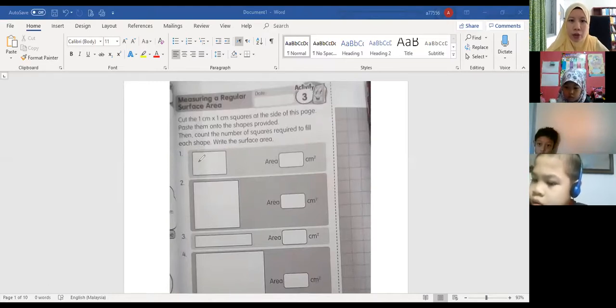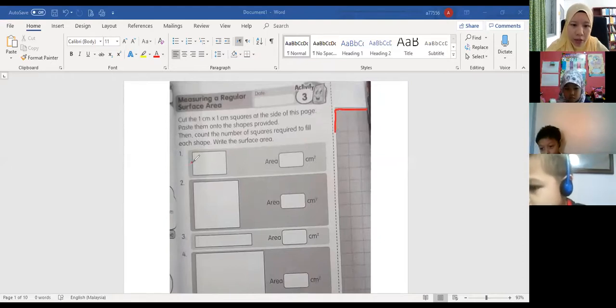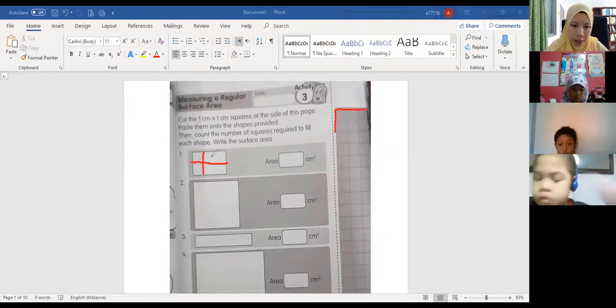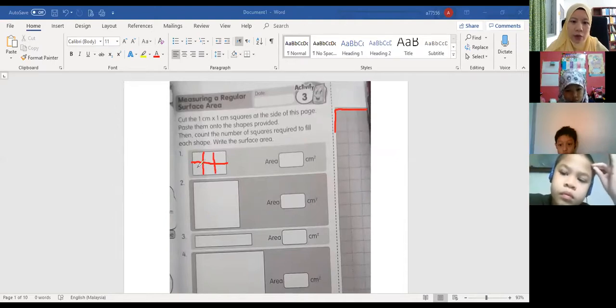Okay, you can do with your parents, because you have to use scissors. You have to cut. Awak kena potong petak-petak ni. And then this square you have to arrange. Awak kena potong and arrange inside the box. Contohnya dah arrange kat sini. Dapat berapa? Okay, dapat 6. Let's say awak dapat 6 petak. So you can directly calculate from here.